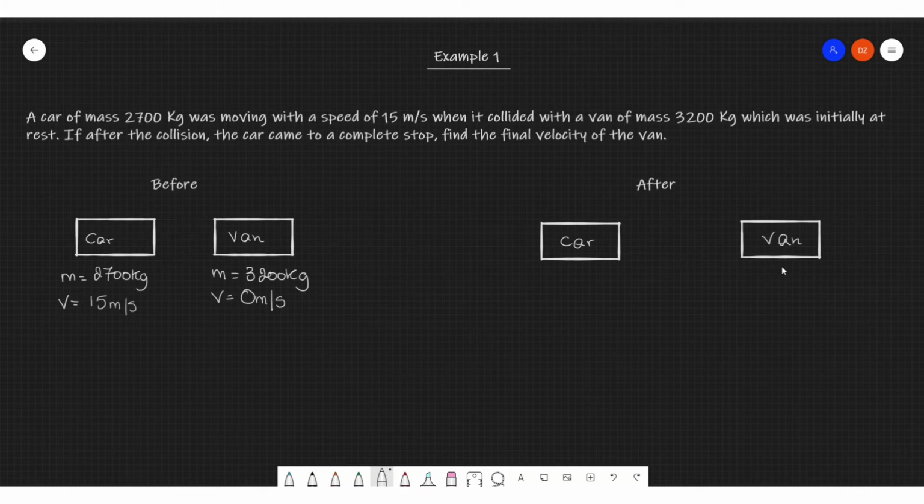As mentioned in this video, after collision the mass remains the same, so the mass of the car is 2,700 kilograms, while that of the van is 3,200 kilograms. However, the velocity of both bodies changes after collision, and the velocity of the car becomes 0 because it is stated that after collision the car came to a complete stop, while the van moves with a particular velocity that we need to find.